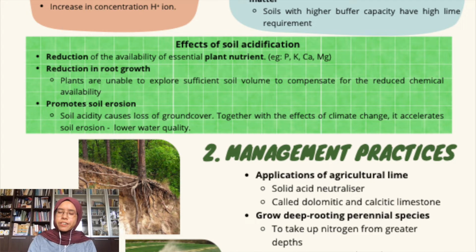Now let's move on to the effects of soil acidification. We have reduction of the availability of essential plant nutrients, for example, phosphorus, potassium, calcium, and magnesium. The next effect is reduction in root growth. This causes plants to be unable to explore sufficient soil volume to compensate for the reduced chemical availability in the soil. And the last effect is that it promotes soil erosion.